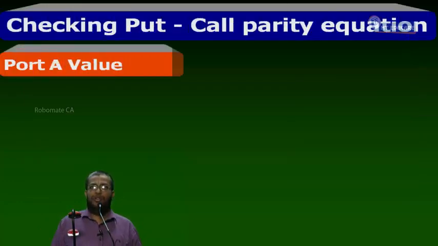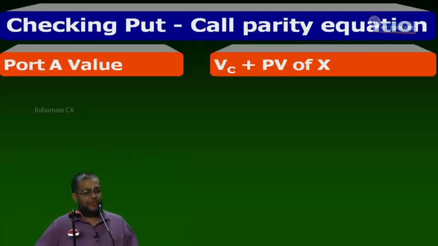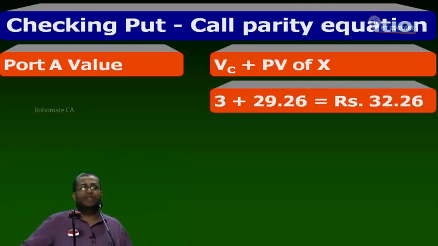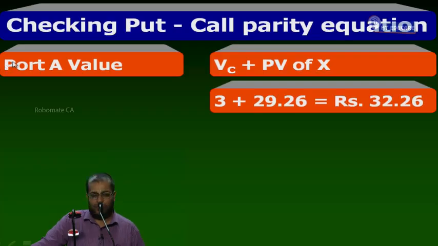First write portfolio A. Whether we call them portfolio 1 and 2 or A and B, both are the same. Can you tell me the value of portfolio A? The formula is VC plus PV of X. Portfolio A value is VC plus PV of X. Look at the workbook: what is the value of the call today in the call market? I searched the market and it is trading at 3 rupees. Plus PV of X, 29.26. 3 plus 29.26 is 32.26.